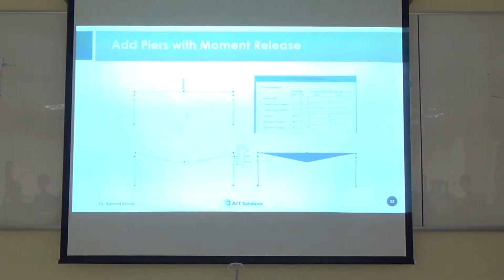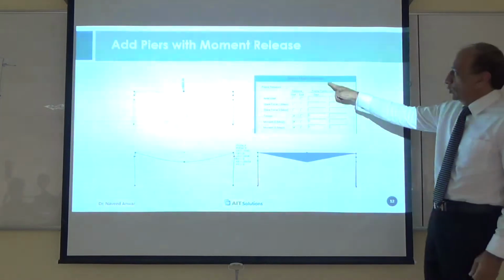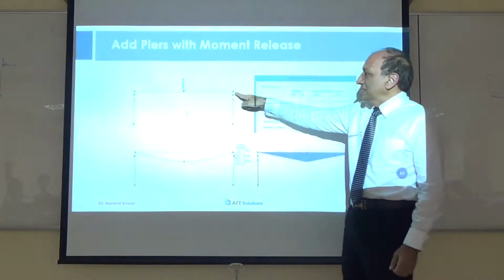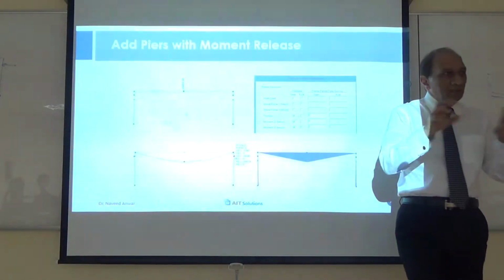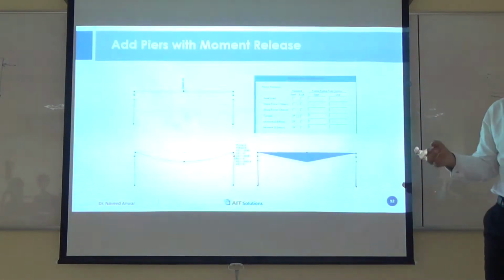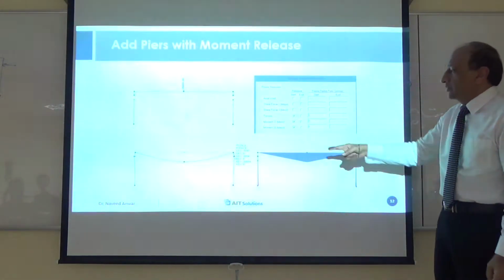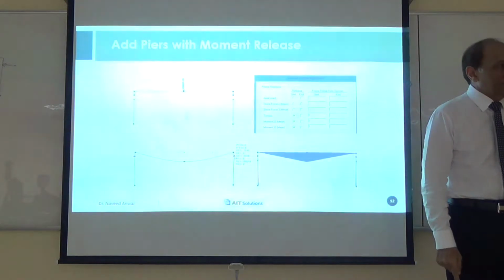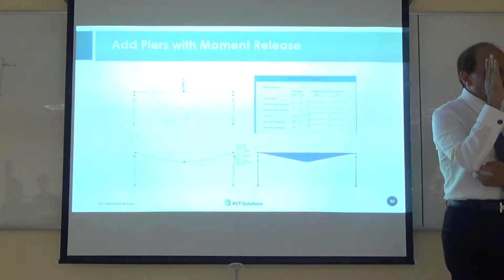So with moment release, we release the moment at the end because there is no moment at the end. So we say no release, no moment at the end. We go to SAP and we release the moment at the end. So this portion does not transfer moment. Moment will be zero. But the reactions and horizontal displacements will now be correct.